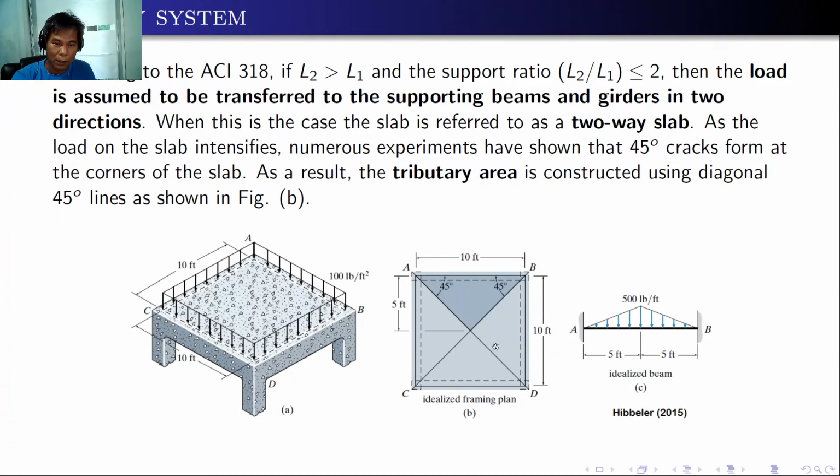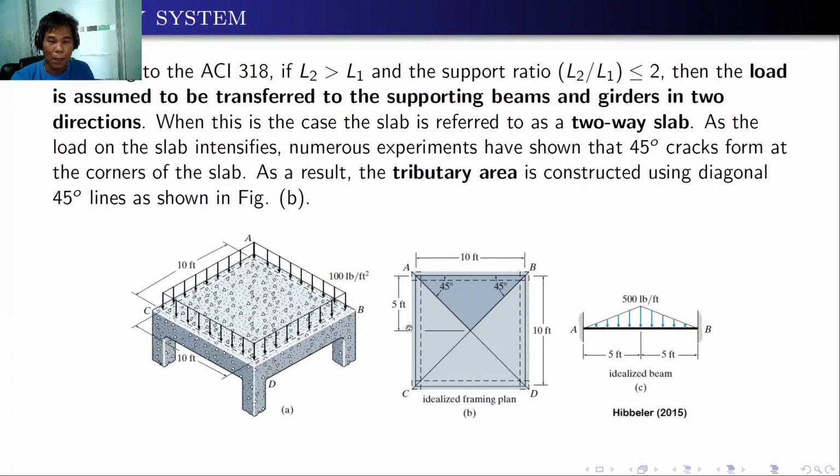It will crack here. So as a result, the tributary area is constructed using diagonal 45 degrees lines as shown. Even if it's not 90 degrees, normally you just have to take the bisection line of the two beams. In particular, this is 90 degrees, so you will just take 45 degrees and 45 degrees on the other side, so you will see a triangle with the height of 5 because this is 10 feet divided by 2.